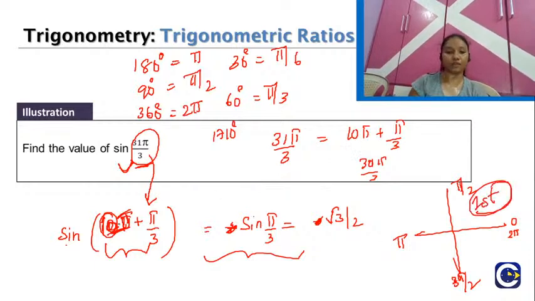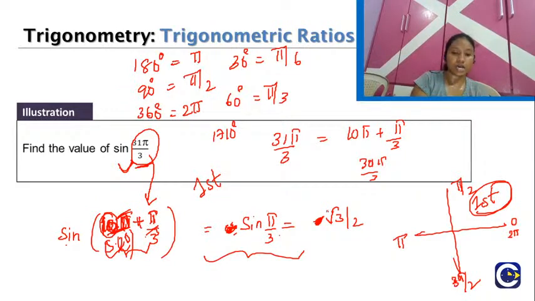So 360 plus means it will be in the first quadrant. Sorry, I have missed it. I thought it was an odd number. It is 10 pi. Yeah, it should be 10 pi plus pi by 3, which means it is in terms of 5 times 2 pi. That is 360. So 360 plus pi by 3, in the sense it will be in the first quadrant. All will be positive. So sin pi by 3 is equal to root 3 by 2. Sorry, I just missed the sign. I considered it to be 11 pi. Sorry, I haven't seen 10. Okay, fine. It should be positive.